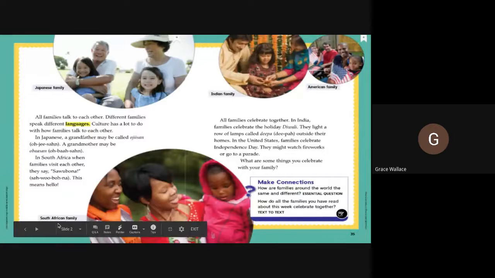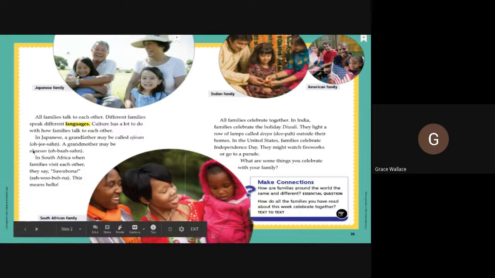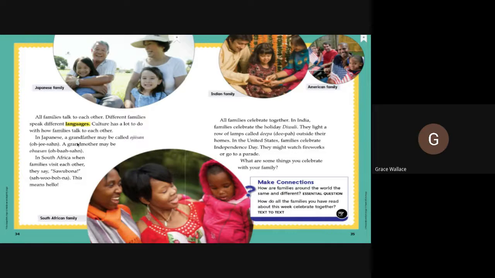All right. All families talk to each other. Different families speak different languages. Culture has a lot to do with how families talk to each other. In Japanese, a grandfather may be called Ojishan. You can see I have this phonetic pronouncing. I don't know how to say that word, so I look at the phonics over here. Ojishan. A grandmother may be Obashan.